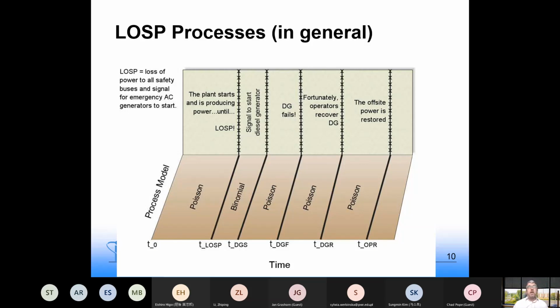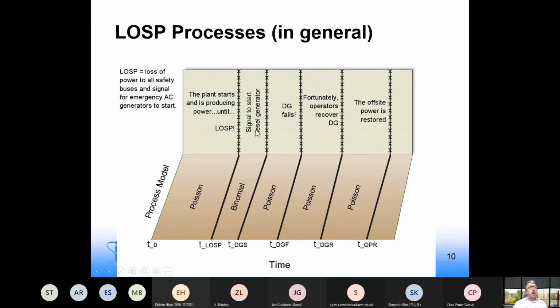Now, is that model right? I don't know. We can check the validity of models, but the Poisson is just one model that we have. It's a very common model, and it's typically the one we use for initiating events. But again, it's just a model that's trying to represent the reality.